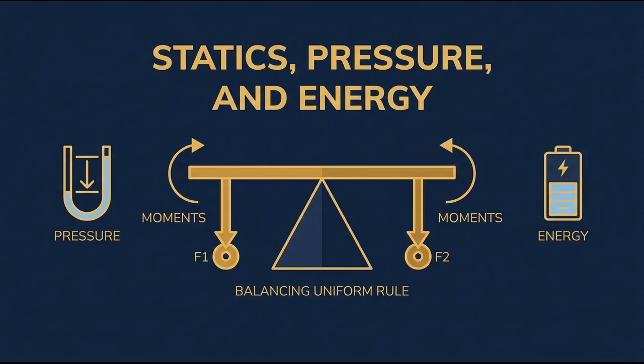Moving on to pressure, it is defined as force divided by the area of contact. In a simple hydraulic jack, pressure applied to a small piston is transmitted equally. This means applying a small force over a small area can produce a much larger output force on a larger piston, assuming no friction losses.